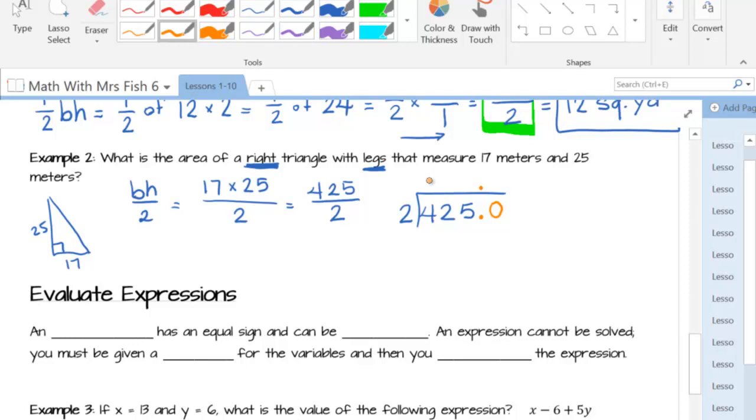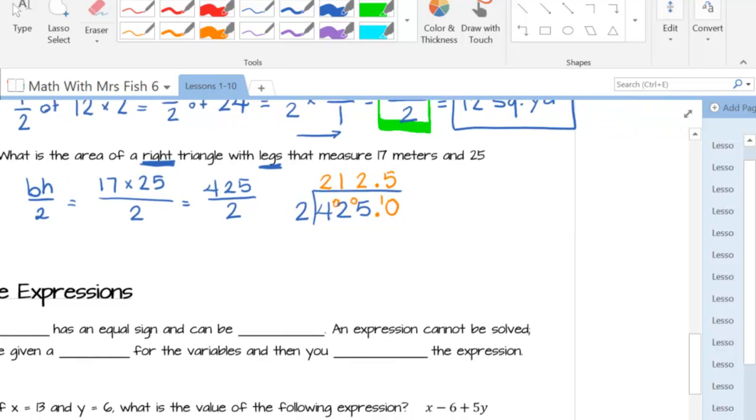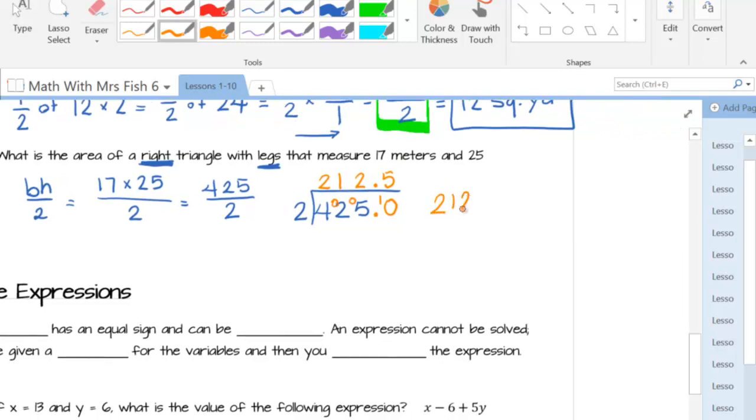Short division, 2 goes into 4 2 times with 0 left over. 2 goes into 2 1 time with 0 left over. 2 goes into 5 twice with 1 left over. And 2 goes into 10 5 times. And the answer is 212.5 square, because it's area, and in this case it's square meters.